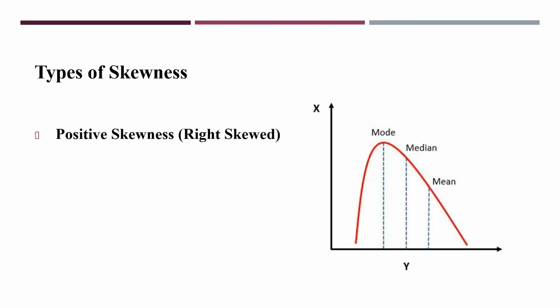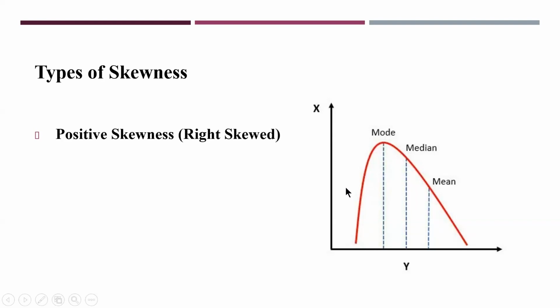Types of skewness. There are three types of skewness: positive skewness, which you can call right skewed; negative skewness, which means left skewed; and zero skewness, which you can call a normal distribution or zero symmetrical.